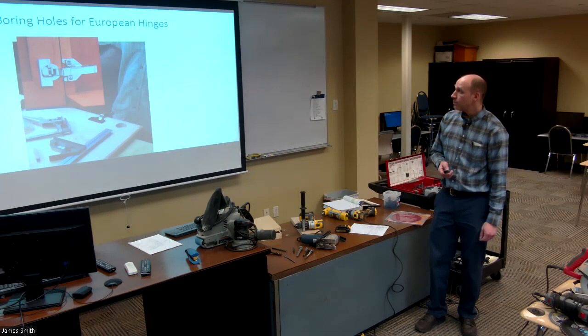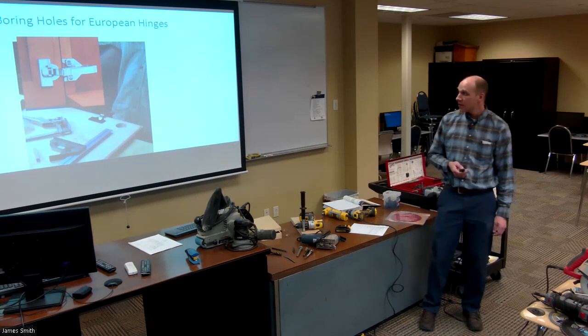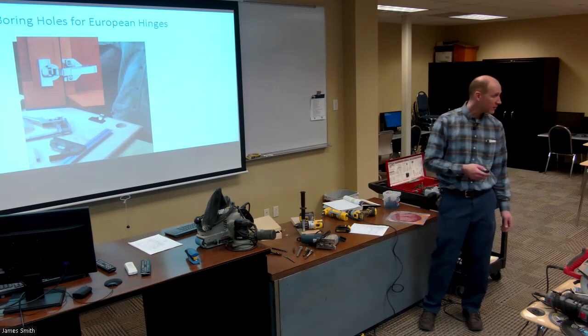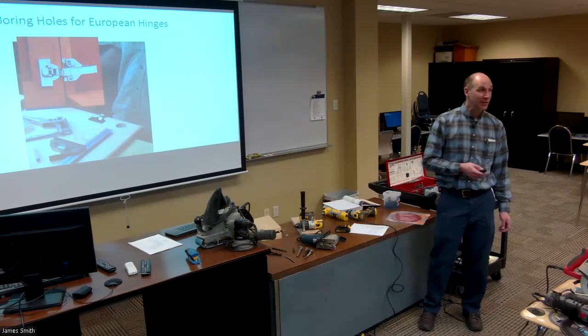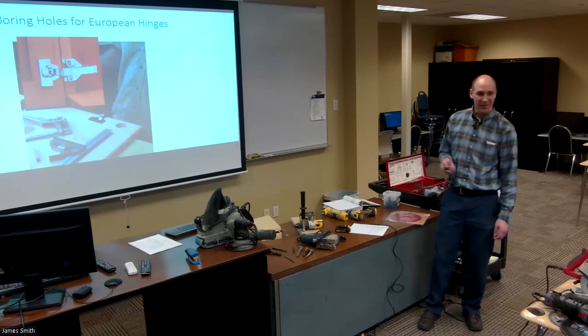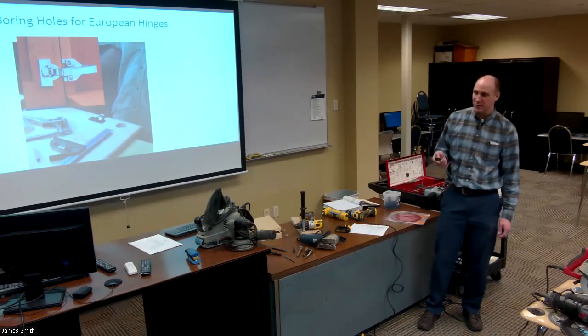All right. So here's an application that you might need to do someday. What is this? This is one of those European hinges, and you have to drill basically a large blind hole with a flat bottom. What kind of a bit would you use for that? A Forstner bit. But not just any Forstner bit. You've got to have a metric one if you want it to be right. I don't remember what size it is, but it's some weird metric size.